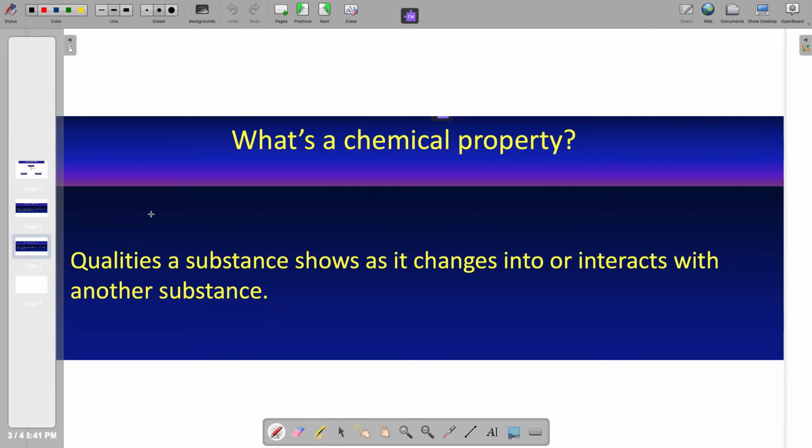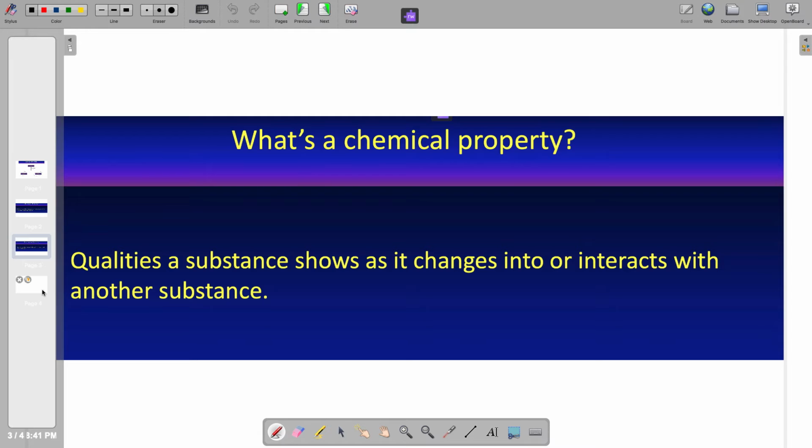What is a chemical property? These are basically qualities a substance shows as it changes into or interacts with another substance. Now, for you to observe chemical properties, you have to have your substance interact with another substance. As the interaction is going on, you'll be observing. So for you to observe a chemical property, you have to have some sort of interaction.